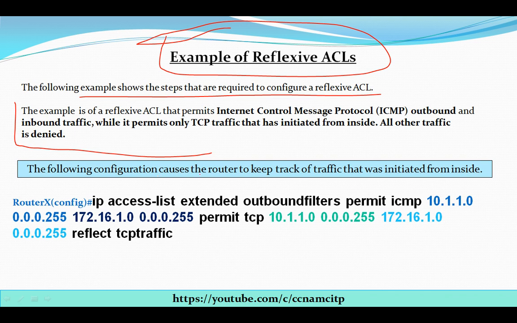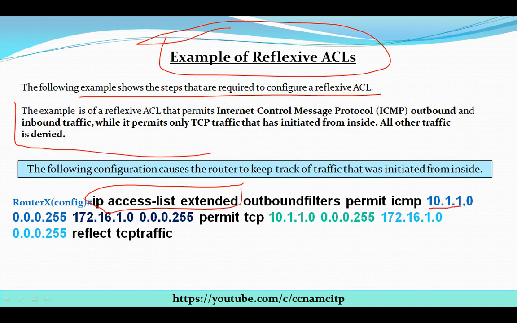The following configuration causes the router to keep track of traffic that was initiated from inside. So it will make the router track the traffic also. So what is going to happen here? We need to go to configuration mode, ip access-list extended. So this is one part. And what we need to write here: outbound filters permit ICMP. As I told you, we are permitting ICMP here.